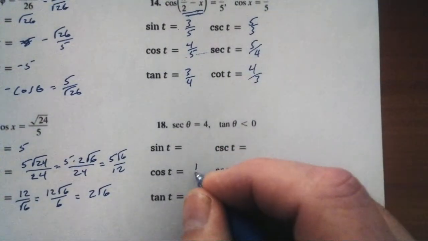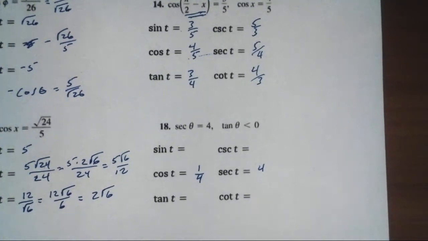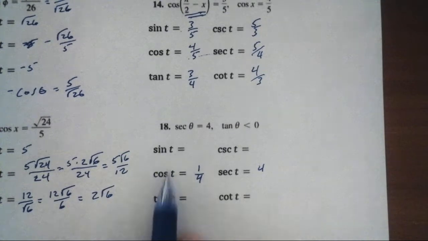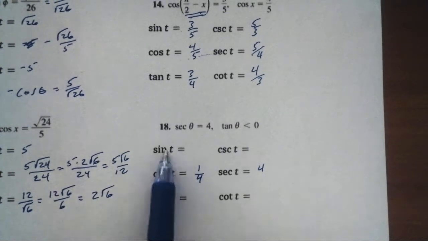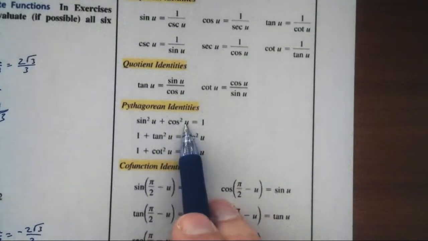Secant is 4, cosine is 1/4. Now, tangent is less than 0, and this one they kind of force our hand on. They're kind of trying to force our hand to draw the triangle, but I'm going to go ahead and do this with Pythagoreans. I can't jump to sine, cosine, tangent now because I don't know 2 of those. But we do have a rule up above about sines and cosines.